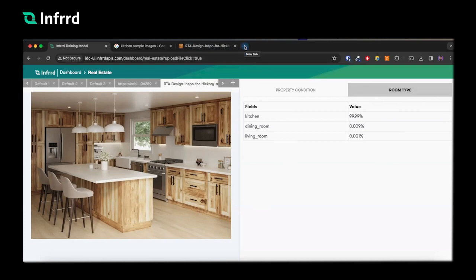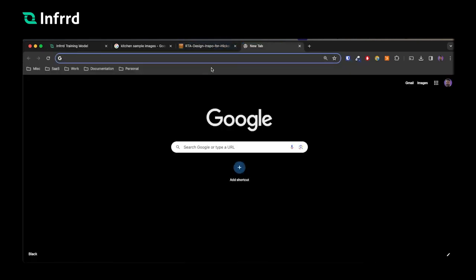I can take a picture of my kitchen. It'll say the condition is probably bad. I'm just kidding. Same for mine.